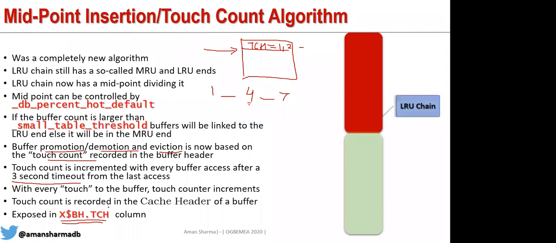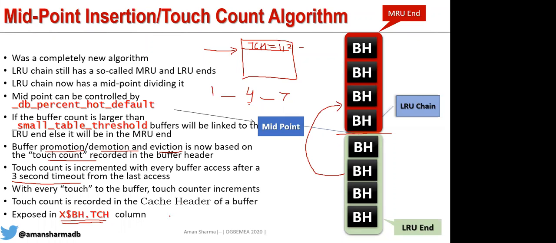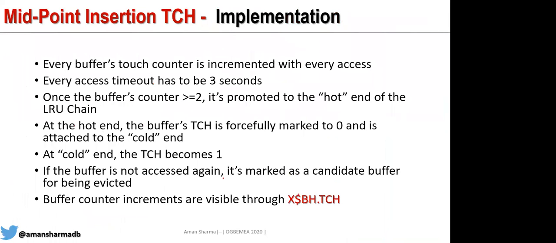So that means now when you're going to be having this particular cache, we are going to be having the LRU linked list, and this linked list is now going to be having a midpoint, and this midpoint is basically the point from where the buffer is going to be promoted from being in the cold end and then going into the hot end. And this promotion, as I mentioned, or even the demotion, is based upon how hot the buffer is, and the hotness of the buffer is maintained by the value of the touch count.